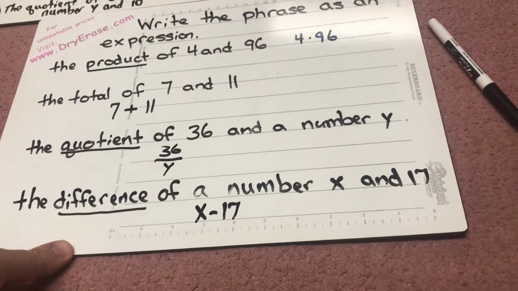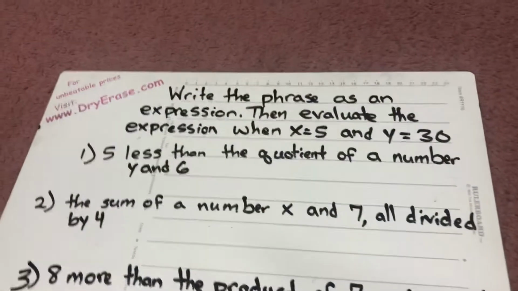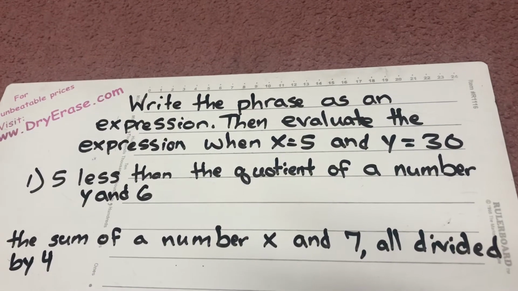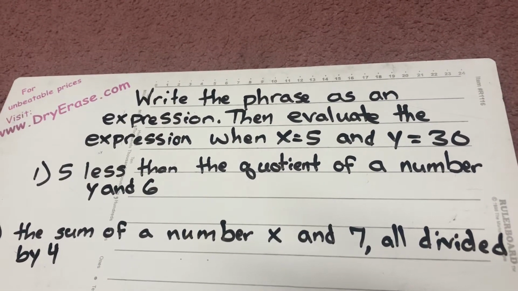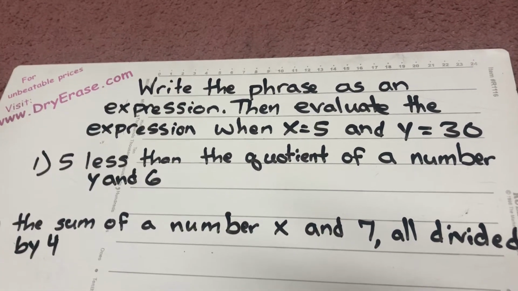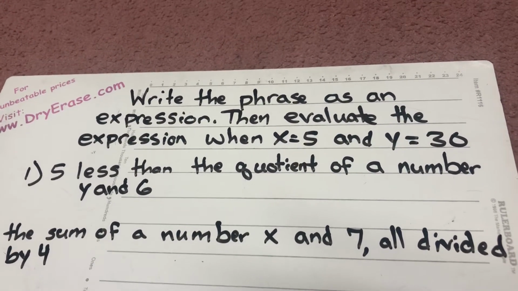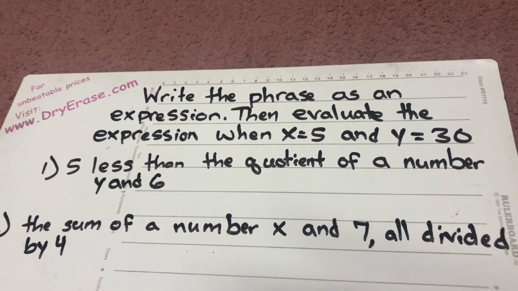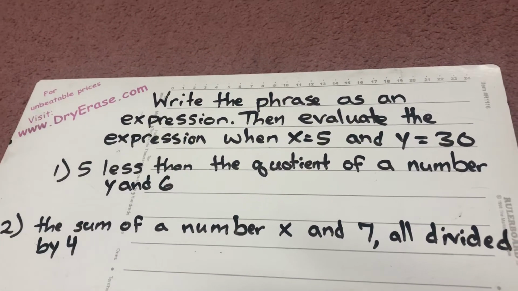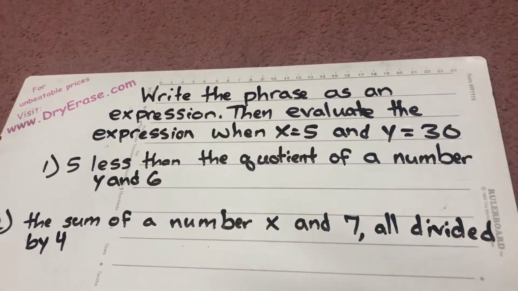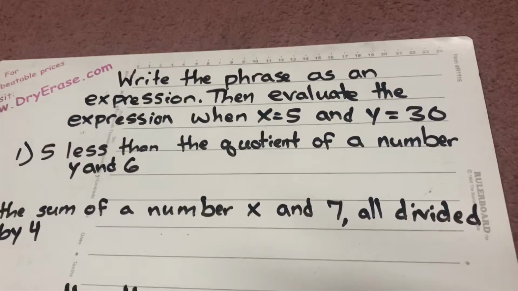All right, let's go ahead and get my second board here for the second part. It tells us to write the phrase as an expression, then evaluate the expression when x equals 5 and y equals 30. So not only are we going to write it as an expression like we did in the previous set of instructions, but now we're going to solve it. And we're going to solve it knowing that in all of these problems, x is going to equal 5, y is going to equal 30.